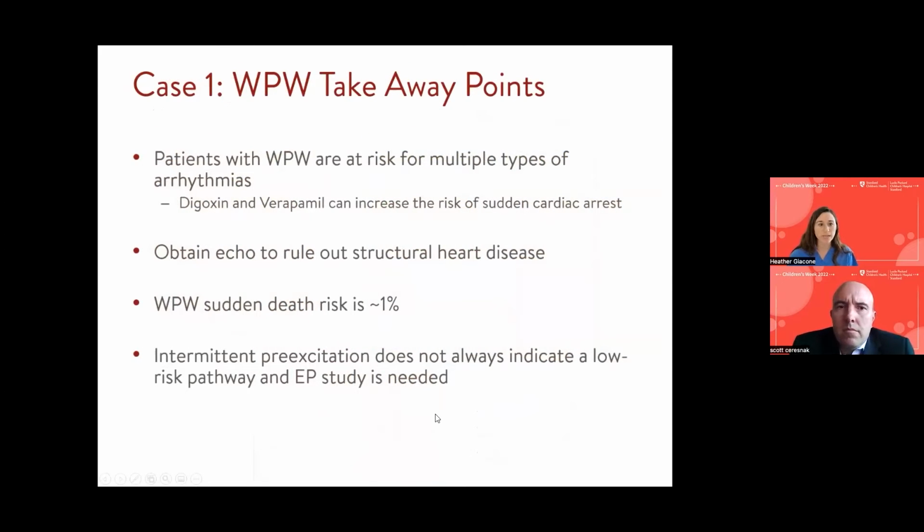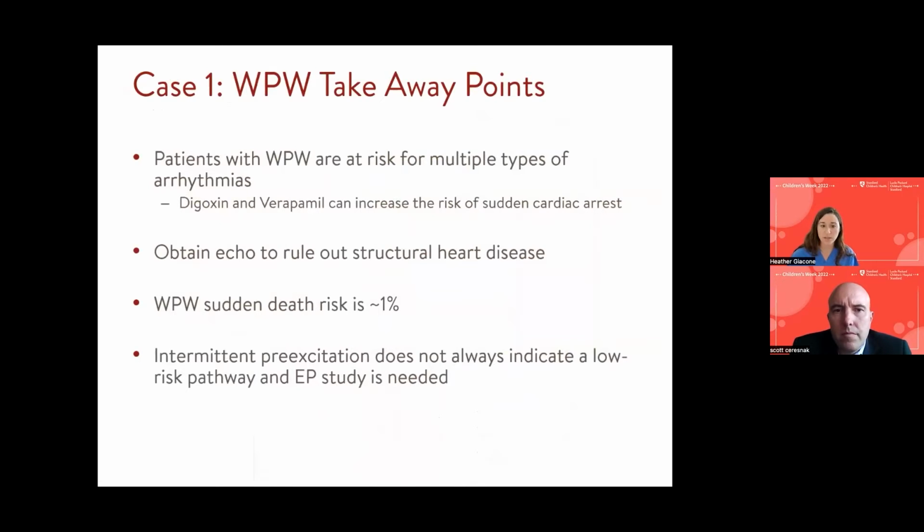So our takeaway points for WPW: patients with WPW are at risk for multiple types of arrhythmias that we chatted about. So we have our SVTs, as well as atrial fibrillation that can lead to ventricular fibrillation, which can put them at increased risk of sudden cardiac arrest.